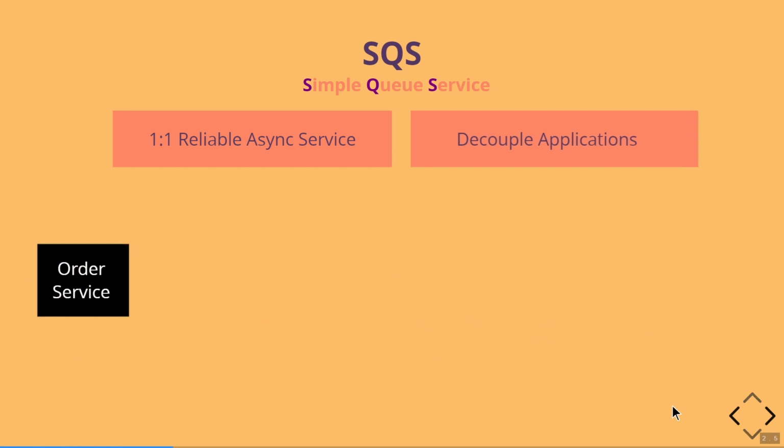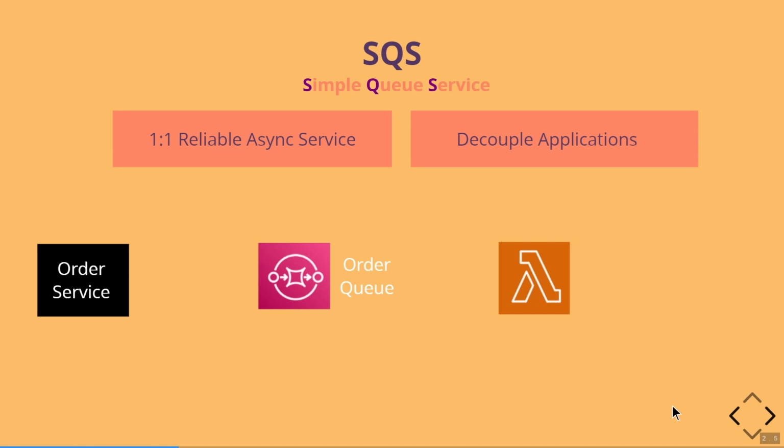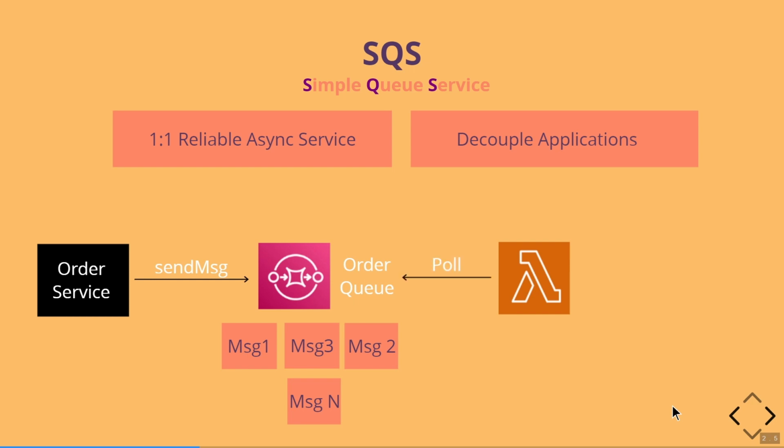So let's say we have an order service. For that, we will have an SQS queue, namely the order queue, and we will have a consumer, in this case a Lambda function. When we want to send any event from the order service, we send a message to the order queue, that is the SQS, and all these messages stay on the order queue until we have a consumer that is polling on this queue. So let's say we use a Lambda which will act as a consumer polling for the messages on this order queue.